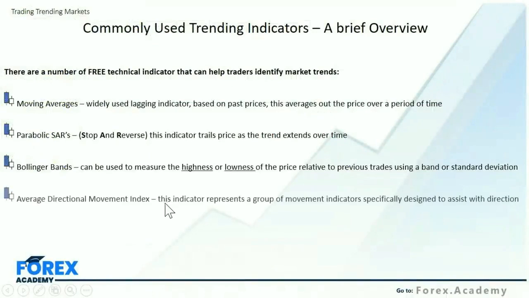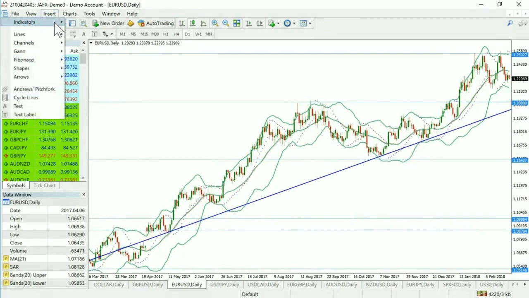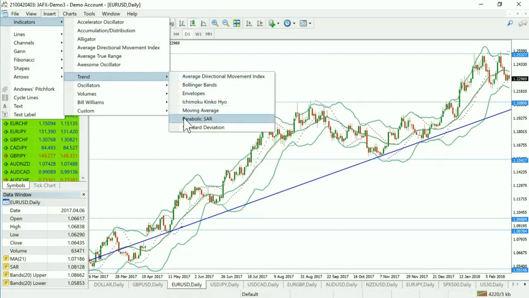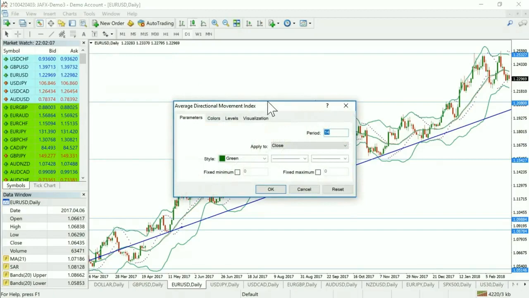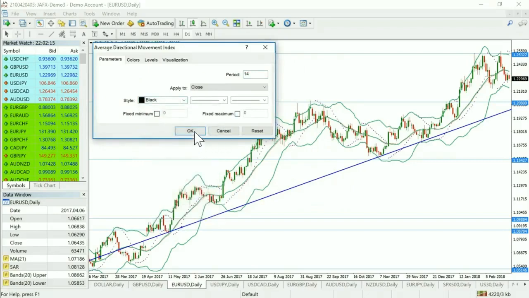So the last one I'd like to have a look at is the Average Directional Movement Index. This is an indicator which represents a group of movement indicators specifically designed to assist with direction. So let me get that up on screen one more time. And again, I'm going to look to overlay this because I want you to effectively see how all of these indicators can effectively do the same job to varying degrees. And it's all about the application of these indicators as well. So what we'll do is we'll insert one more indicator, and it's a trend indicator. We'll click on Average Directional Movement Index. We'll change it to a solid black, and we'll work with that.